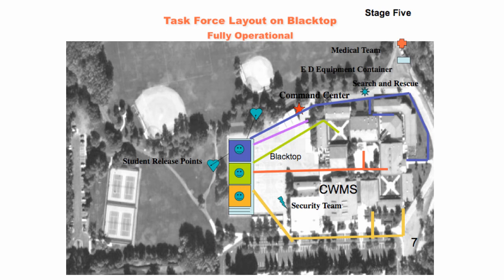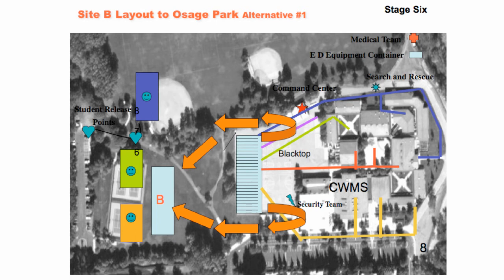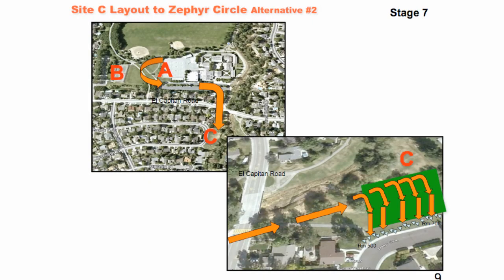This is an aerial view of our campus. This might be a time for us to move to an alternative site if we're asked by police or law enforcement. This is where we would go next, to the tennis courts. If we're asked to move even further from the school, sometimes requested by law enforcement, we would move again to the south to Zephyr Circle, across the street south of Charlottewood Middle School, as shown in this diagram.